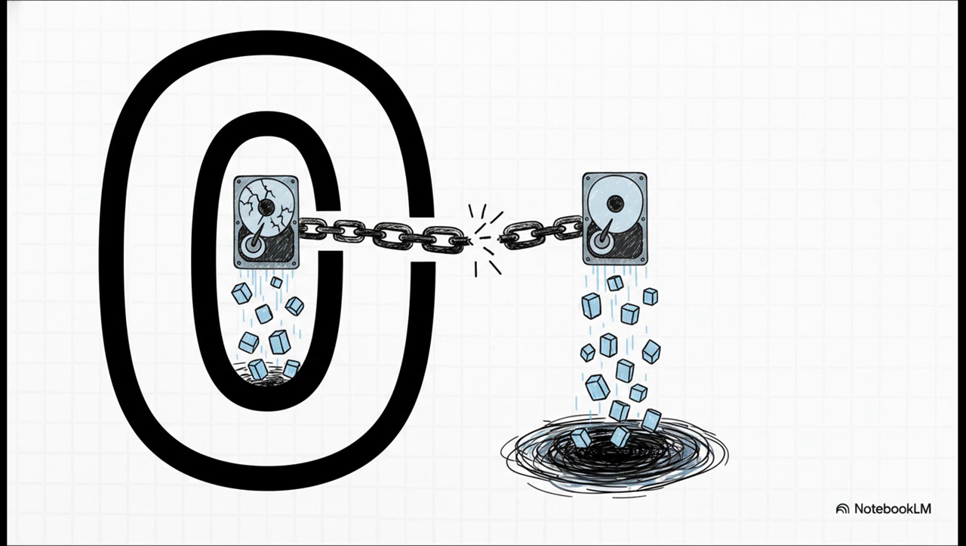Because all your data is split across the drives, if one of them goes down, the chain is broken, and the entire array is completely useless. All of your data is just gone.